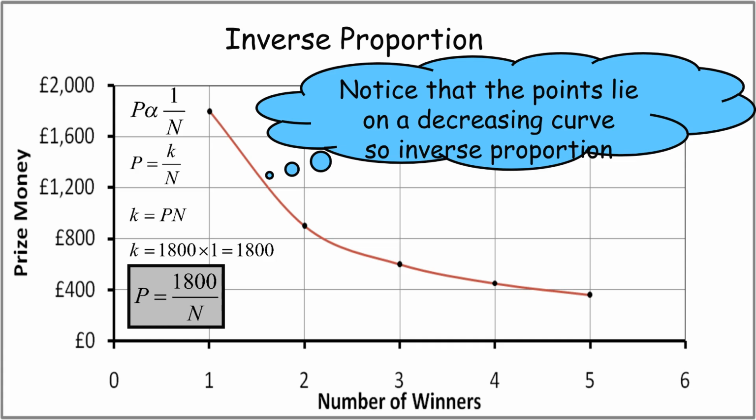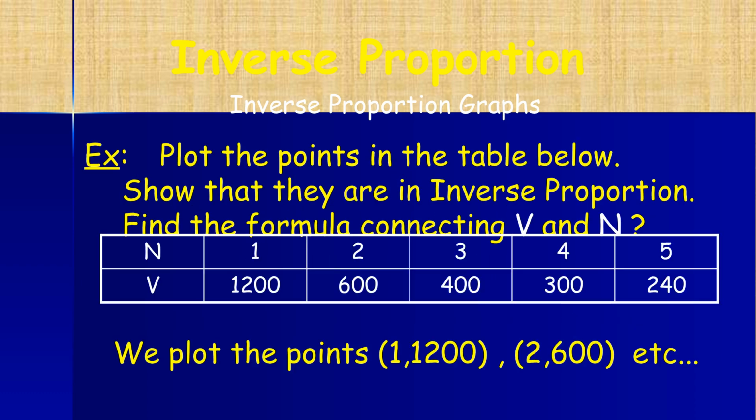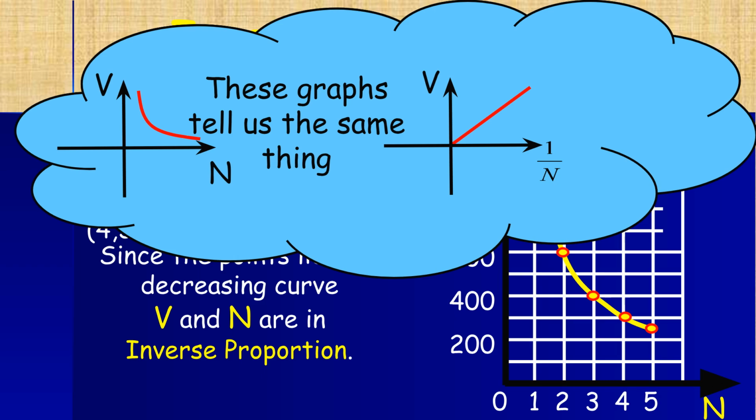V is inversely proportional to n, which means V is proportional to 1 over n. A key point for inverse proportion is that two quantities always lie on a decreasing curve when graphed. Let's look at an example. Plot the points from the table, show they are in inverse proportion, and find the formula connecting V and n. We will plot the points (1, 1200), (2, 600), and so on. Plotting the points gives a decreasing curve, which confirms V and n are in inverse proportion.